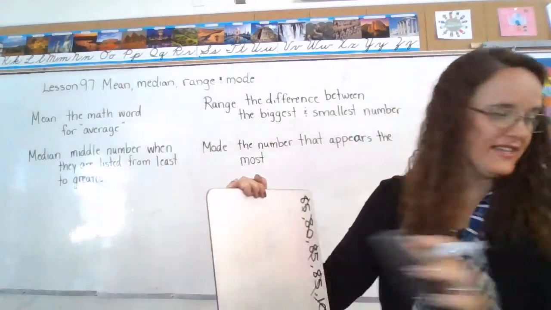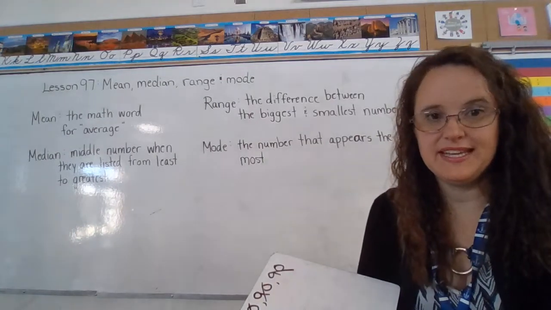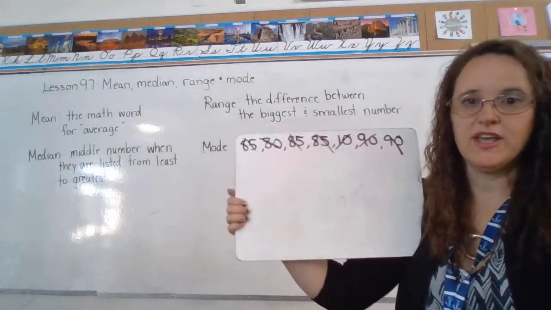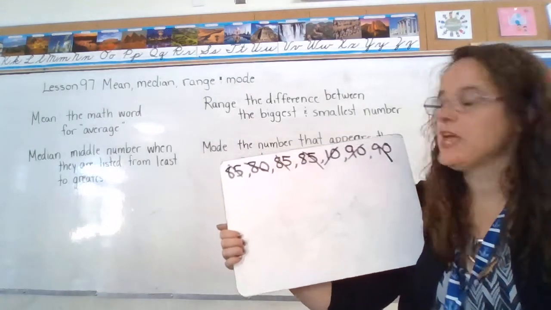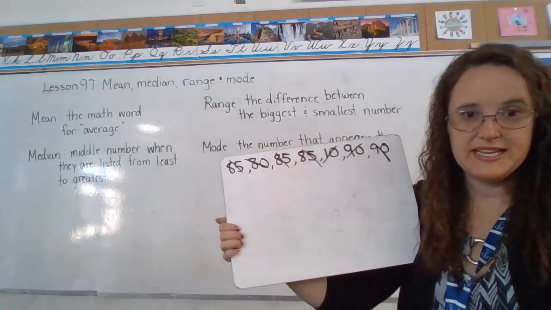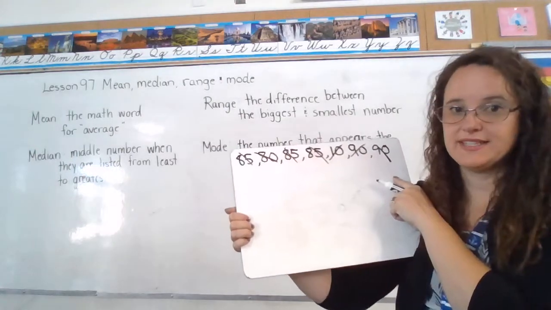All right, the next question says find the median of Ian's scores. So I'm not going to erase these, but I do have to rewrite them because in order to find the median, I need to have them listed from smallest to biggest.